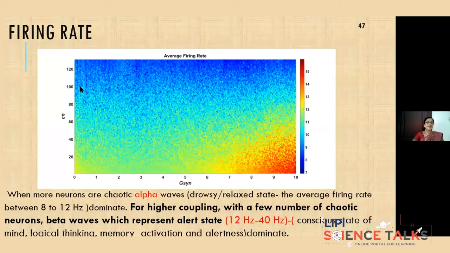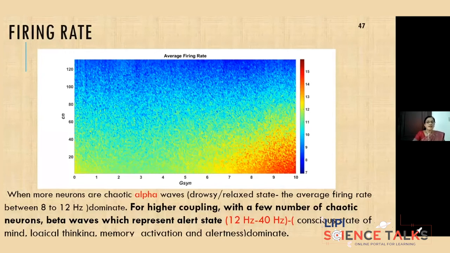And when you introduce more and more chaotic neurons in the network, the firing rate reduces to that of the blue region, that means 7 hertz, which corresponds to alpha waves. Alpha waves represent a drowsy or relaxed state, and have lower frequency. That means if the neural network has a higher number of chaotic neurons, that subsides the neural activity or neural firing, and the brain goes to a drowsy or relaxed state.